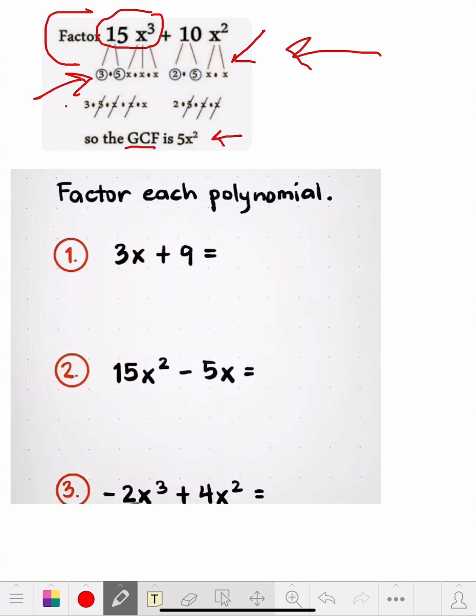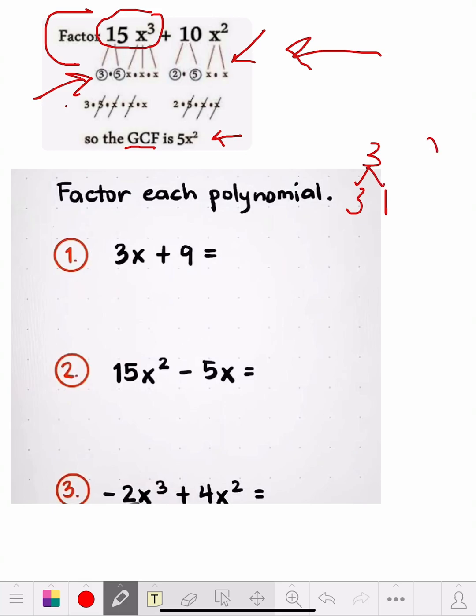So let's go down to the problems we have. What are the factors of 3? We've got 3 and 1, right? I'm going to write them right over here, 3 and 1. Those are the factors on the tree of 3. So we write a tree, and we've got a 3 and 1.